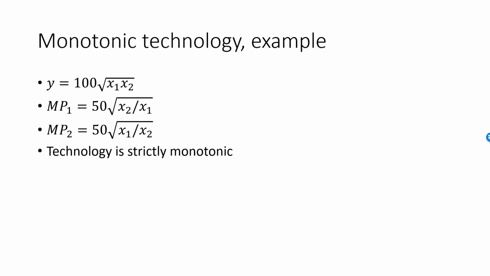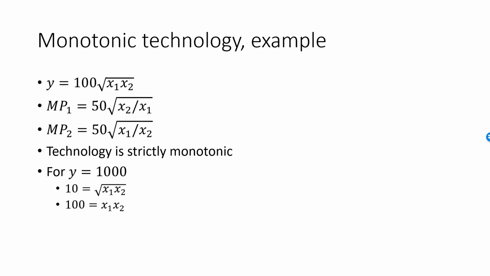Since technology is strictly monotonic, we know that each isoquant is the graph of a function, x2 as a function of x1. To derive this function for, say, y equal to 1000, we replace y with 1000 in the production function and solve for x2. Dividing both sides by 100, we have 10 is equal to the square root of x1 times x2, or 100 is equal to x1 times x2. And the function we're looking for is x2 is equal to 100 over x1.